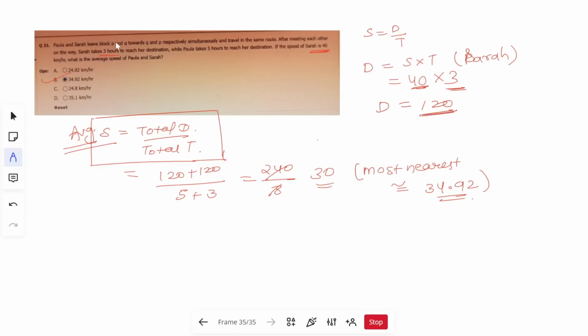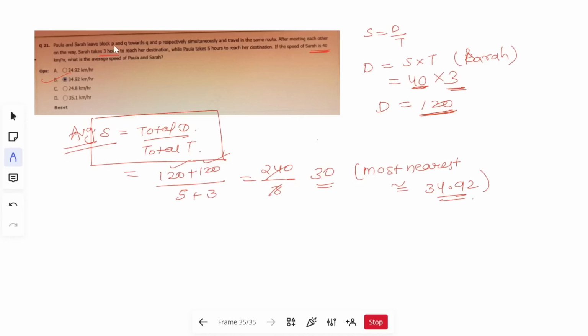Now if you notice in the question, they both are moving, one from P to Q and the other from Q to P, which means the distance is going to be the same for both. So what we are going to take is the distance 120 plus 120, because the distance is the same, right? So the total distance will be how much? 120 plus 120, and then we have to take the total time also.